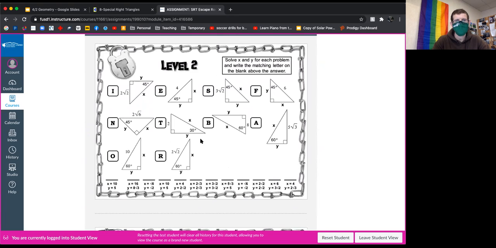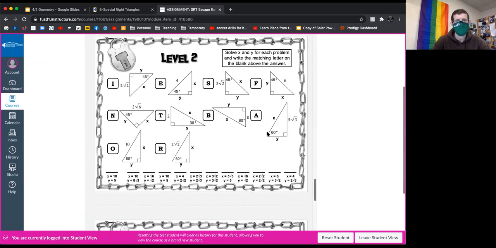Now, for this part, you can see the instructions in the top right. There are 10 special right triangles, a mix of 45, 45, 90, and 30, 60, 90 triangles. You're going to solve for X and Y for each problem, and then write the matching letter on the blank above the answer. So right here, this letter will need to be the triangle that has the answers 3 square root of 2 and 3 square root of 2. You can find out which one that's going to be when you go through and do that.